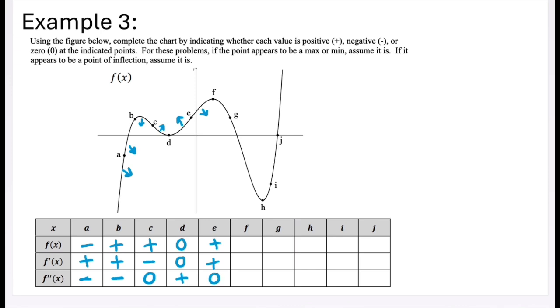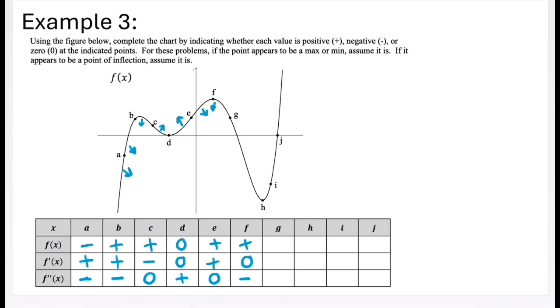All right, F. It's on a positive part of f of x. It's above the x-axis. It looks like it's at a maximum. So the first derivative would be 0. And then it looks like it's concave down. So the second derivative would be negative.